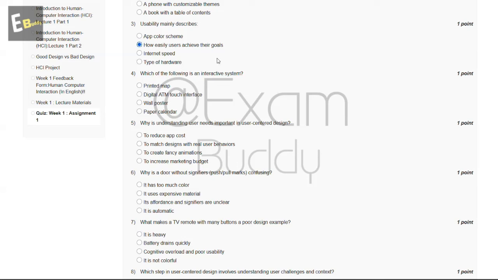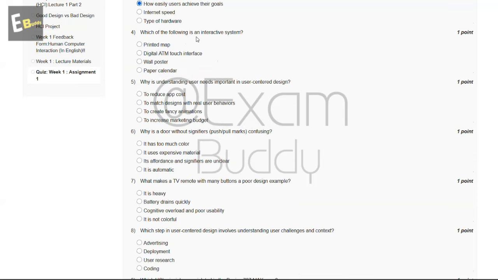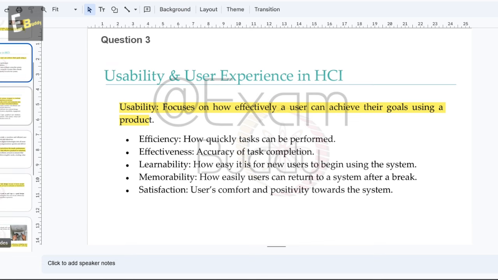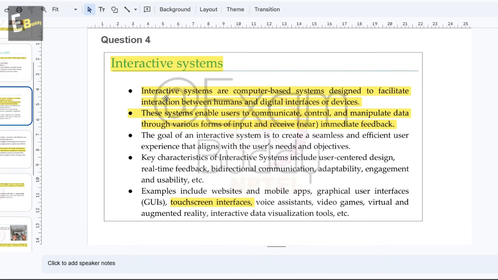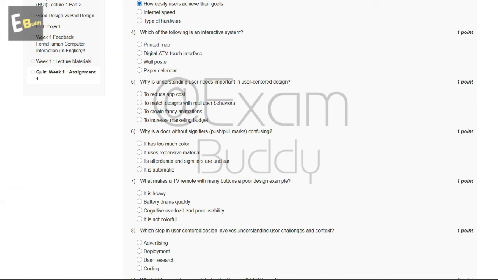And now let's go to our question number 4. Which of the following is an interactive system? So these are the options. And now let's check the explanation. So explanation says interactive system. Interactive systems are computer-based systems designed to facilitate interaction between humans and digital interfaces or devices. These systems enable users to communicate, control, and manipulate data through various forms of input and receive near immediate feedback. Touch screen interfaces. So the answer of our fourth question is B. Digital ATM touch interface.